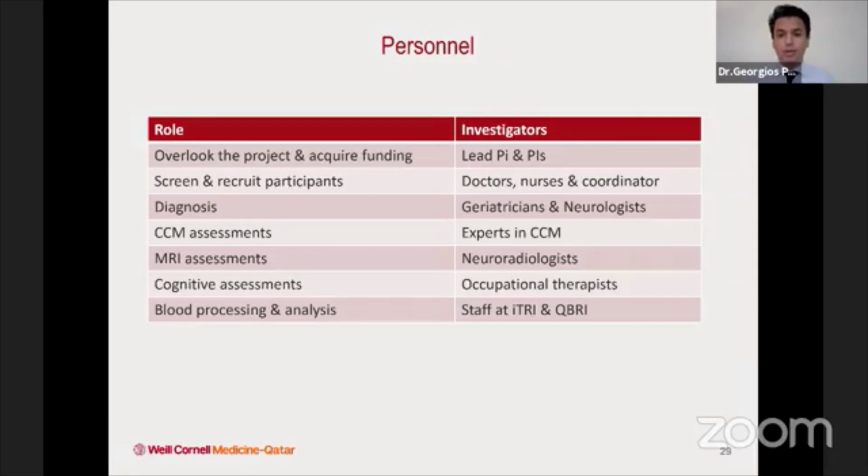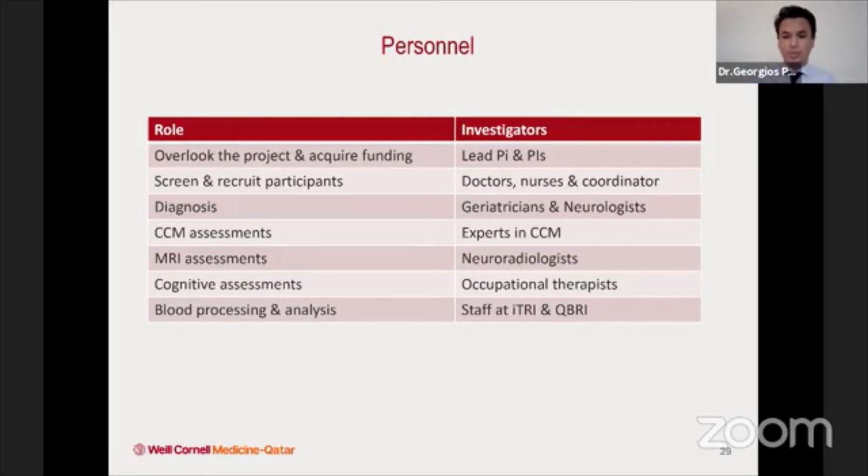Sujit, neuroradiologists, to evaluate the MRI scans. And for cognitive assessments, we have dedicated staff for that, occupational therapists to look for this. And for blood processing, we have staff in ITRI and QBRI. So that's something you have to plan in advance to ensure that you can deliver your project.